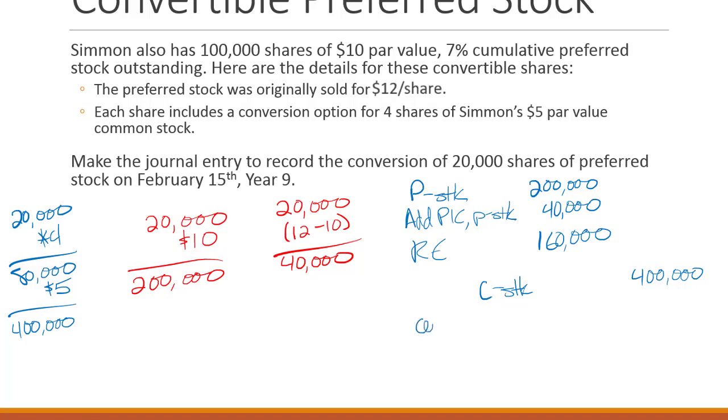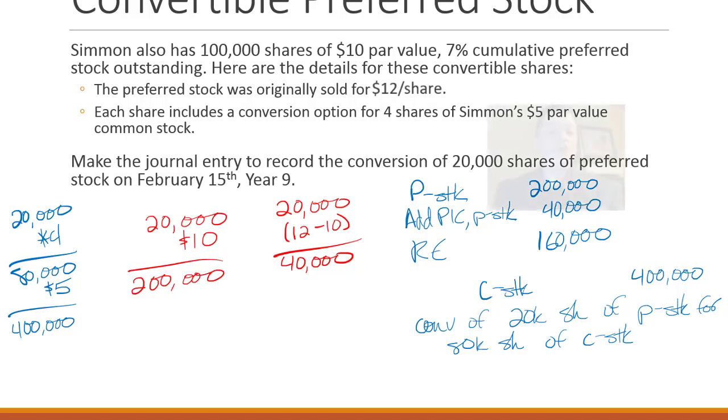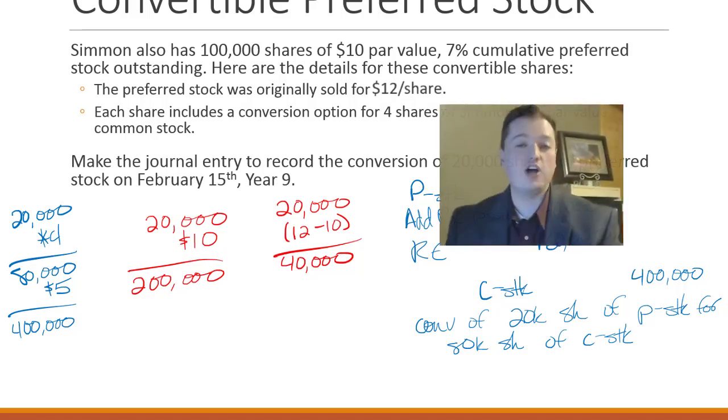This is the conversion of 20,000 shares of preferred stock for 80,000 shares of common stock. And that's all there is to converting preferred stock. It really is a straightforward process.